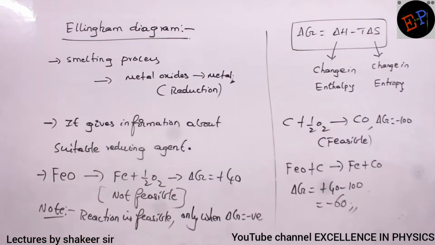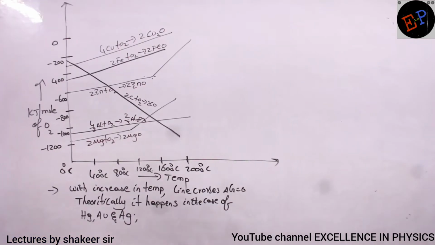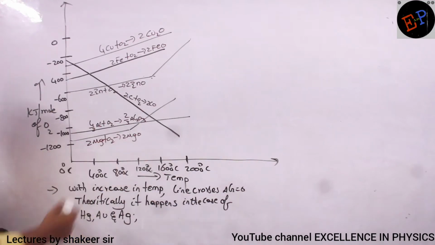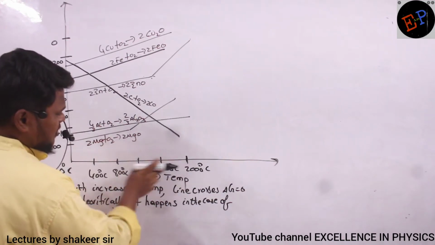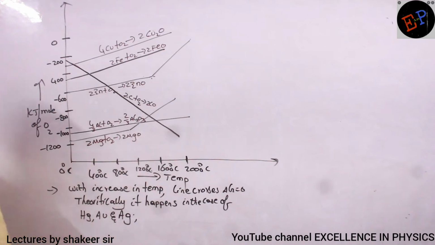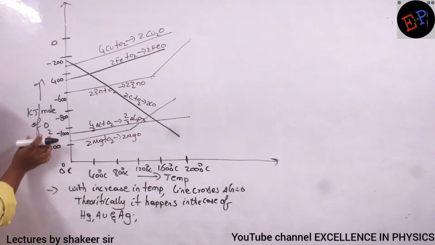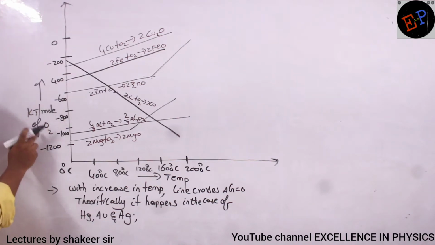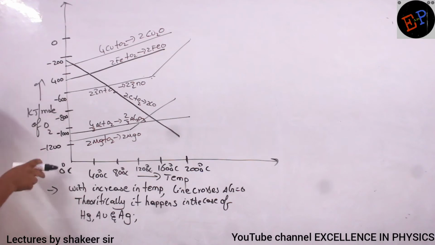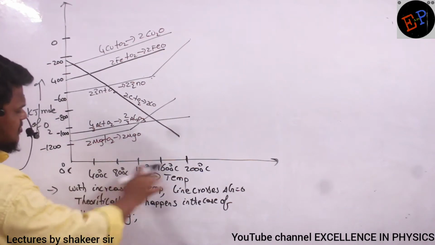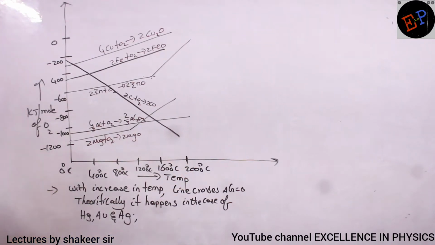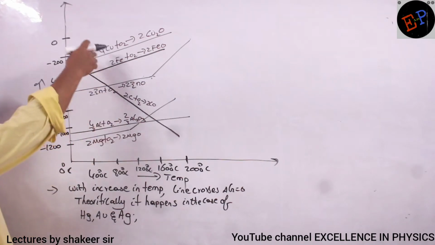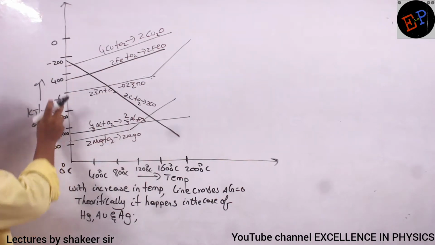Then we draw the diagram of it. See here. So this is the Ellingham diagram, a graph between temperature and delta G. On the x-axis we are taking temperature, and on the y-axis we are taking kilojoules per mole of oxygen. So don't be confused here. Kilojoules per mole of oxygen on the y-axis, and on the x-axis temperature. And these are the different reactions whose delta G values are measured here.